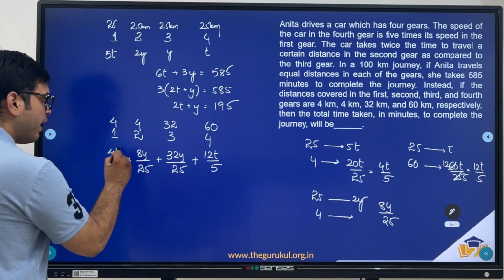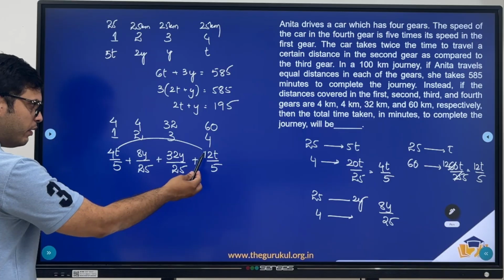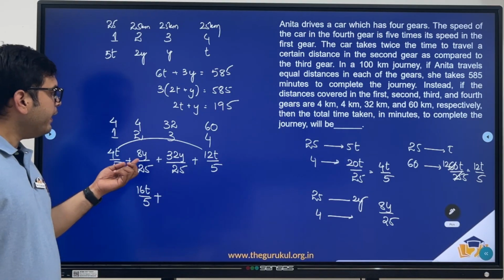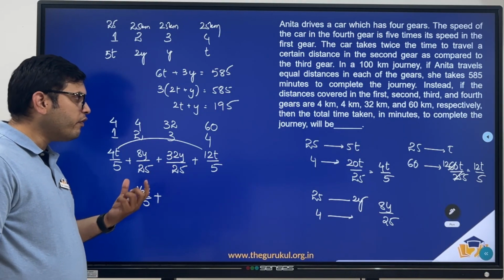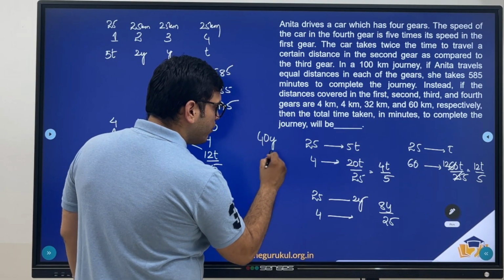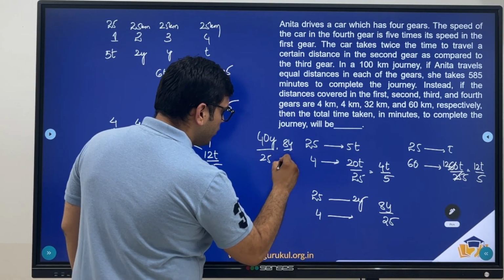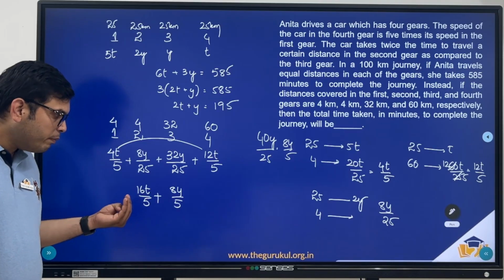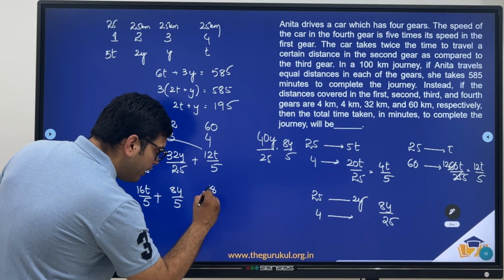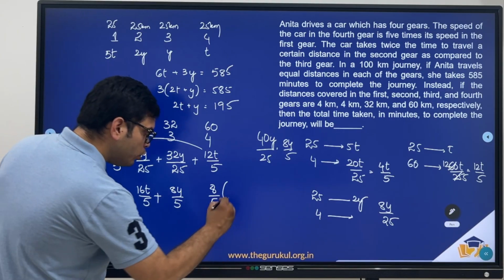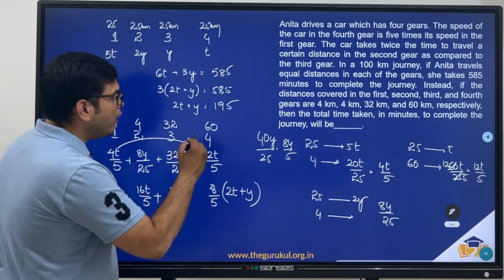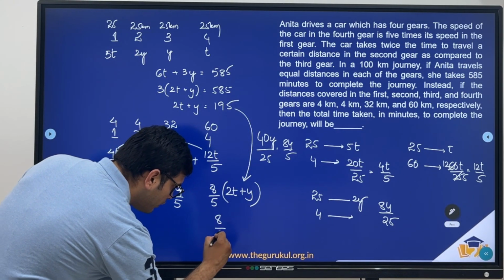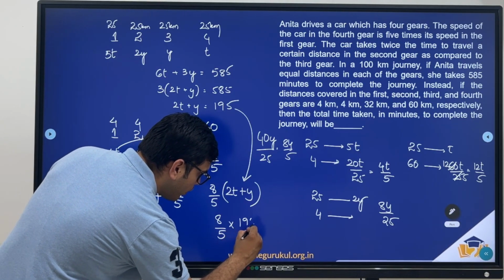or if I add these two, what do we get? 4t plus 12t, 16t by 5 plus 8y plus 32y, 40y by 25, right? So if I simplify 40y by 25, we'll have 8y by 5. Now let me take 8 by 5 common. So we are left with 2t plus y, and we know the value of 2t plus y is equal to 195. So the time taken would be 8 by 5 into 195.